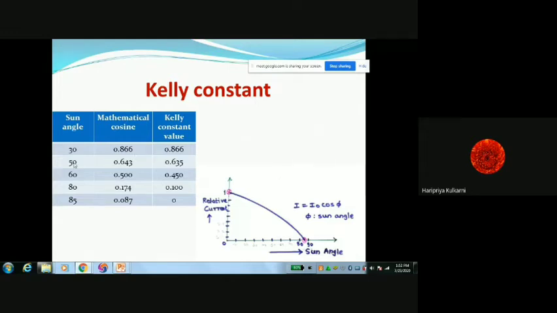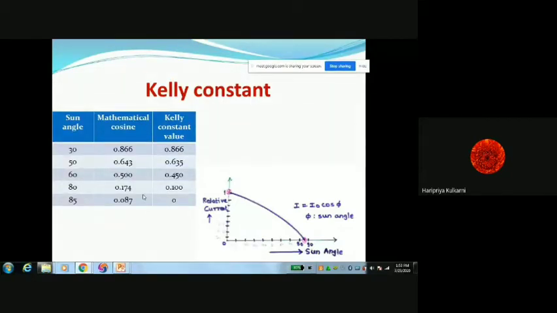But from 50 degree onwards, we are interested in 90 degree because at 90 degree, mathematical cosine will become 0. So at 50 degree, you can observe it is no more 0.643, same as that of mathematical cosine, but it is decreased. It is 0.635. At 60 degree, mathematical cosine is 0.5, but the Cayley constant is 0.45. At 80, it is 0.174, whereas it is 0.1. And at 85, Cayley says that the constant value becomes 0.